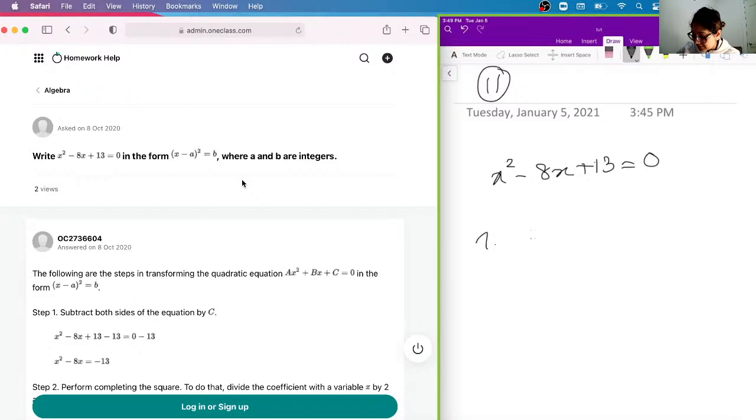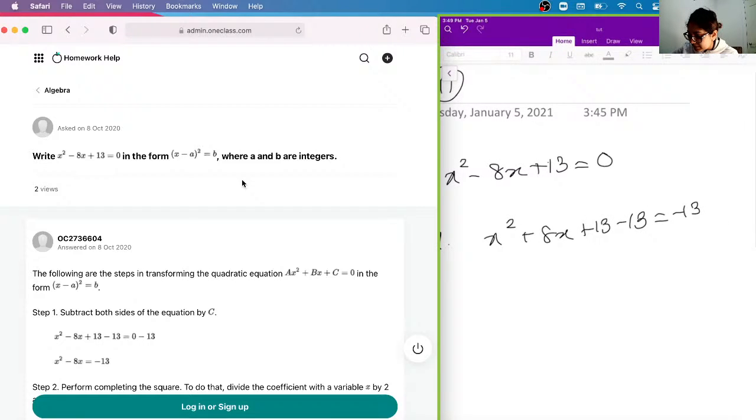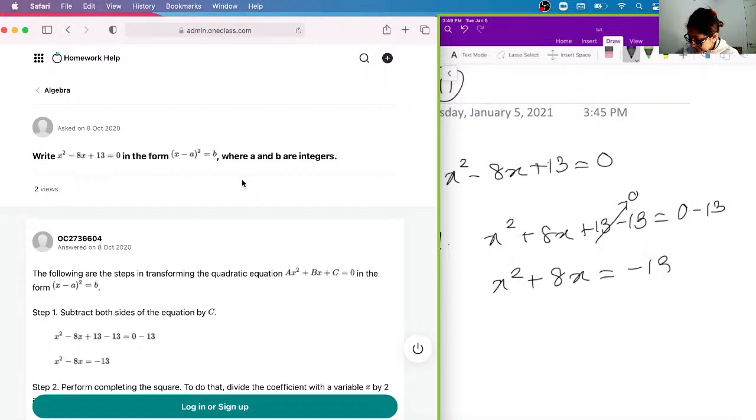So if we do that, we have x squared plus 8x plus 13 on both sides, minus 13, equal to 0 minus 13. You can see that this gets cancelled out. So we have x squared plus 8x equal to minus 13.